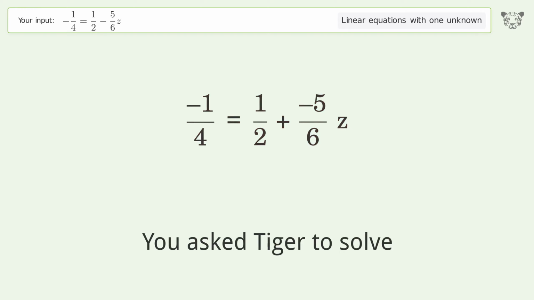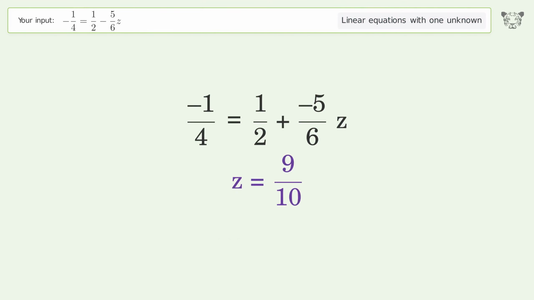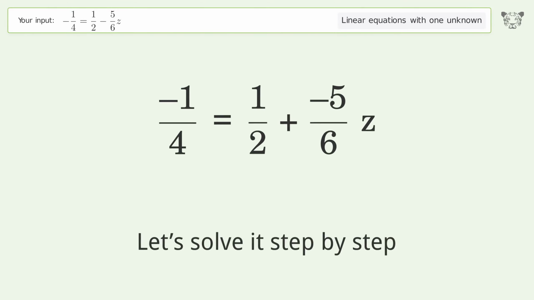You ask Tiger to solve. This deals with linear equations with one unknown. The final result is z equals 9/10. Let's solve it step by step.